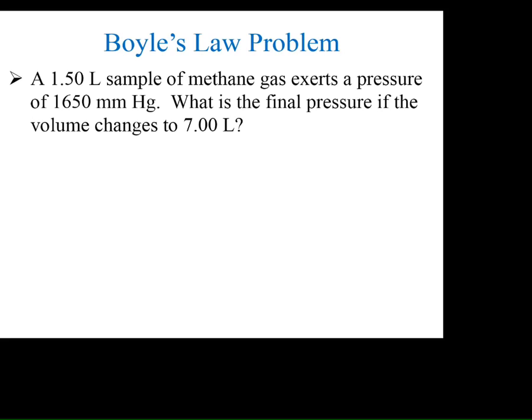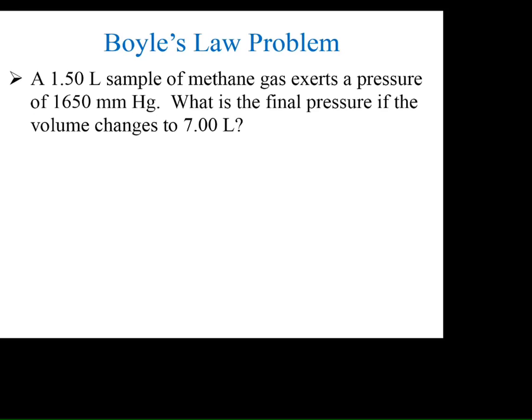This is what's called Boyle's Law. So let's say I have a 1.5 liter sample exerting a pressure of 1650 millimeters of mercury. What's the pressure if I increase the volume up to 7 liters? So it was 1.5 liters, and then I make the volume a lot bigger, to 7 liters. Just in general, what should happen to the pressure if the volume goes up? The pressure should go down, we would think, right? Okay, so let's try it out. Let's write it down here and see.